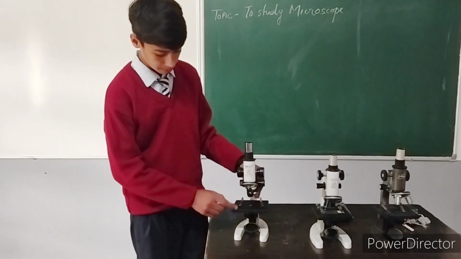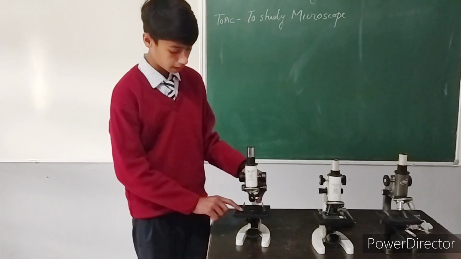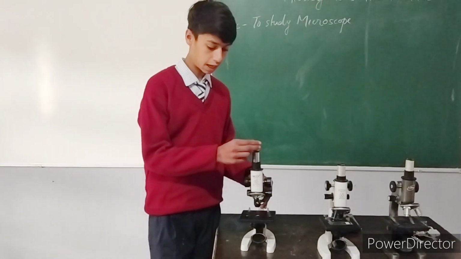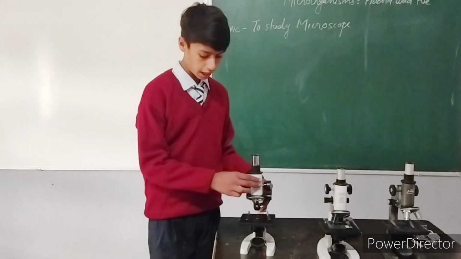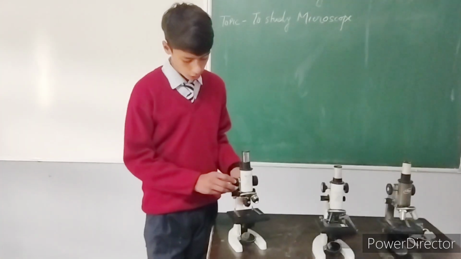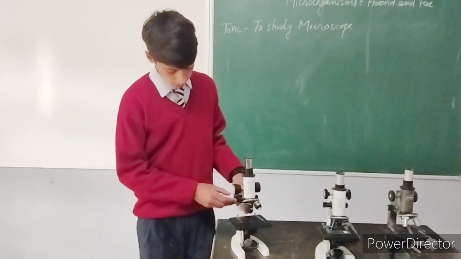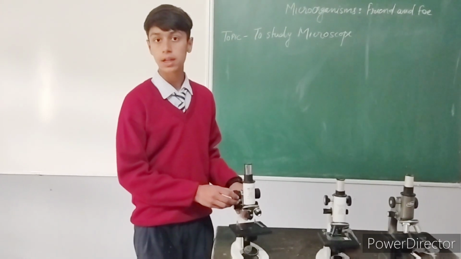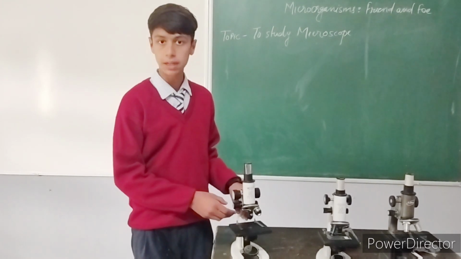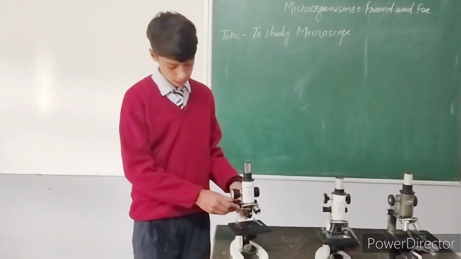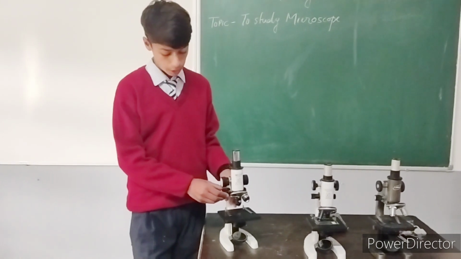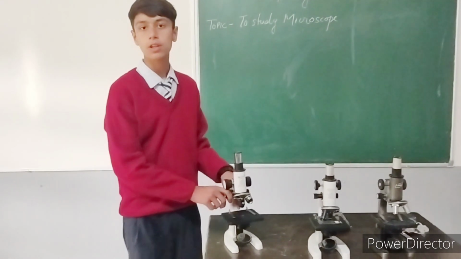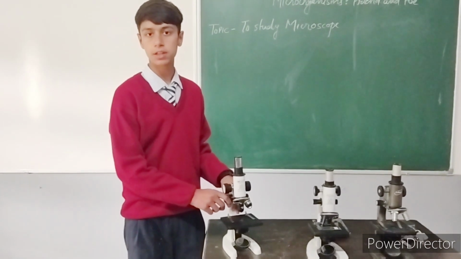This is the slide clip in which we fix the slide. And this is the eyepiece and this is the eyepiece lens. And this is the eyepiece tube. This is the coarse adjustment by which we can see the visibility of the slide. If we see the slide but it is blurry, we need to adjust the fine adjustment, by which the slide will become clear. The slide becomes clear and the blurriness will end.